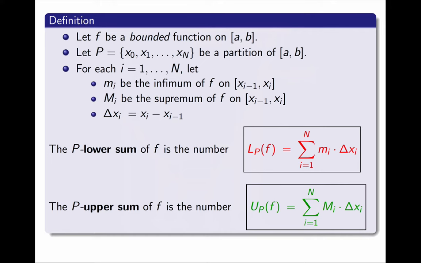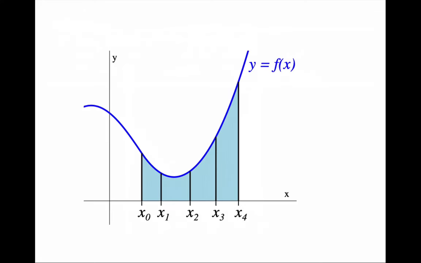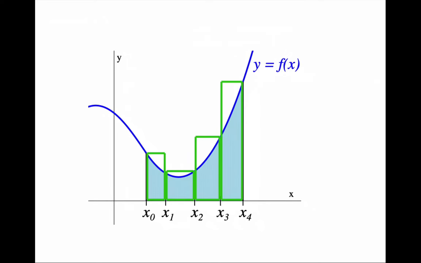Let's start with an easy one. For any one partition, the lower sum is smaller than or equal to the upper sum. This seems clear geometrically. If I am fixing a single partition, then the area of the lower rectangles is less than or equal to the area of the upper rectangles.